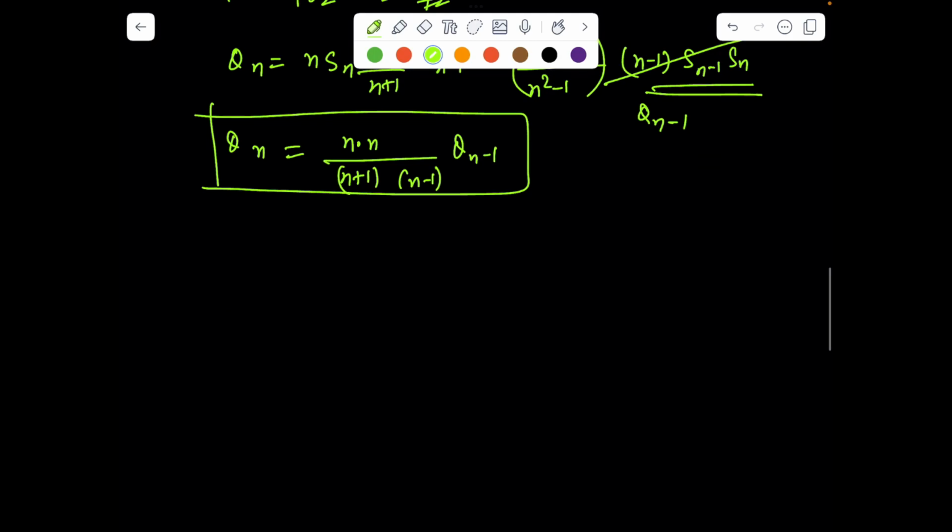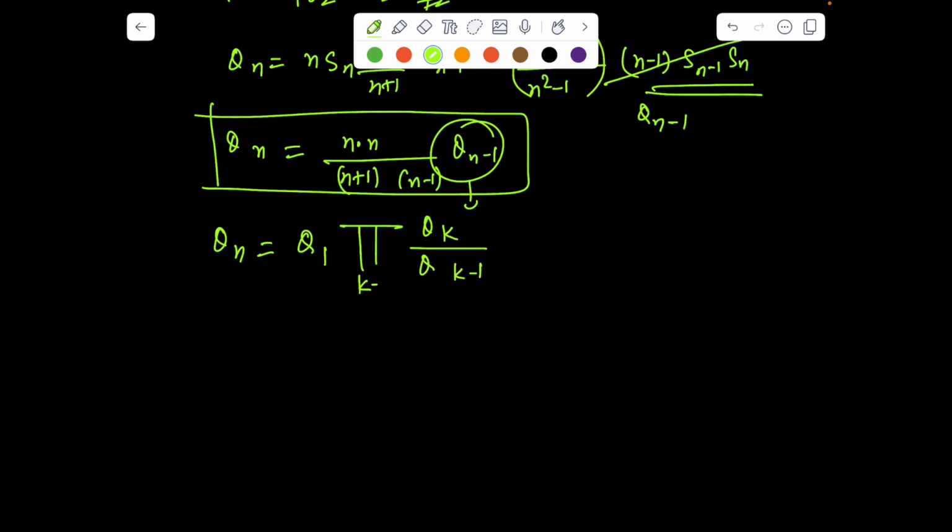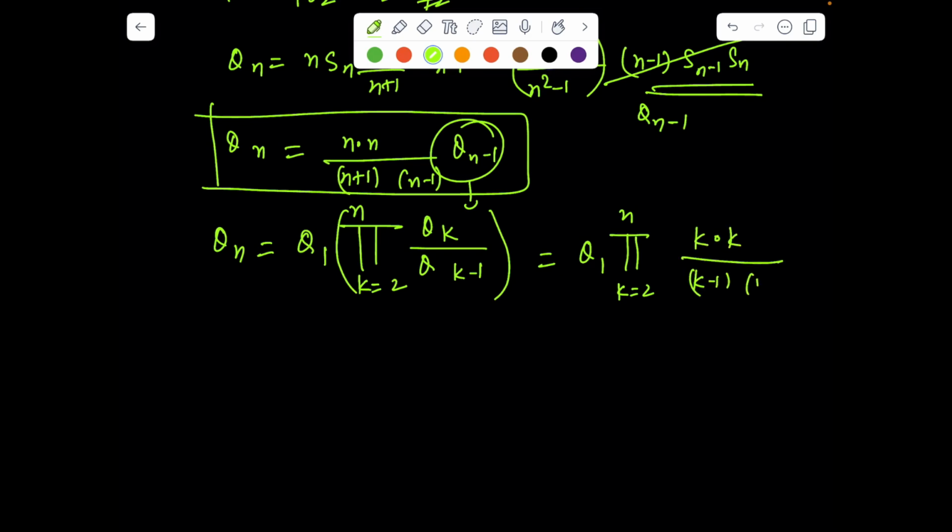Right? So now we can relate Qn-1 with Qn-2 with the same recursion, by reiterating it again and again. So that gives Qn equals Q1 times the product of Qk/Qk-1, where k is running from 2 to n. And this indeed is Q1 times the product from k equals 2 to n of k times k divided by (k-1) times (k+1).